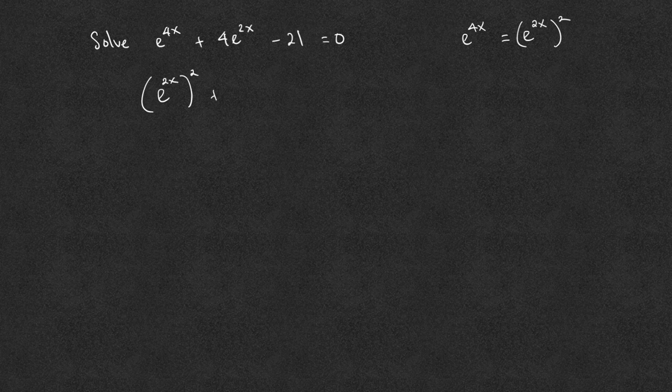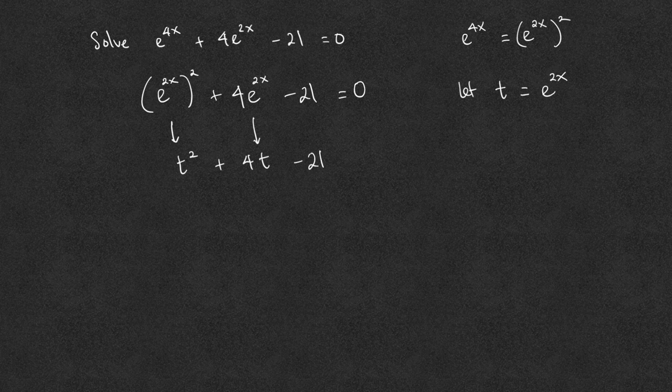The second term is 4e to the 2x, minus 21 equals 0. We let t, or u, or any letter, equal e to the 2x. Then the first term in terms of t is t squared, the second term in terms of t is 4t, and the number negative 21 is still negative 21, equals 0.